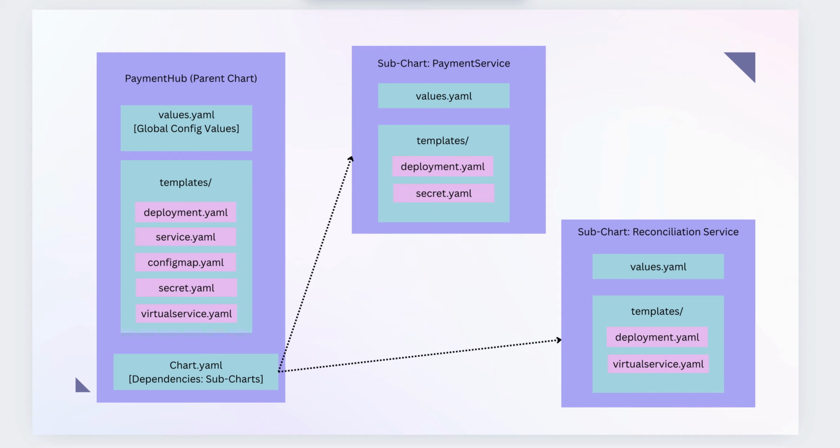The Chart.yaml in the parent chart lists dependencies on the payment service and reconciliation subcharts, shown by dashed arrows to each subchart. This hierarchical structure allows modular deployment where the parent chart applies global settings while subcharts manage service-specific configurations.